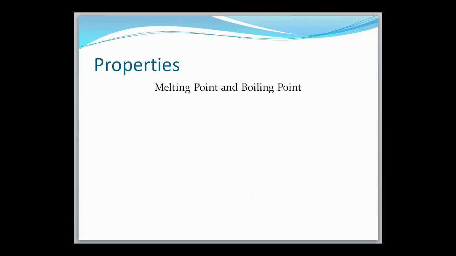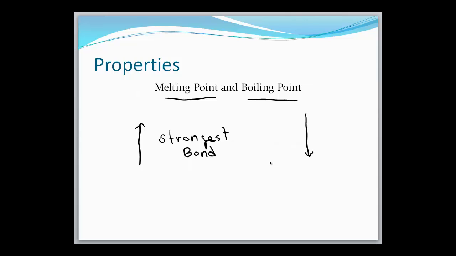So again, when we talk about properties, what we're typically talking about is melting point and boiling point. The thing with the highest intermolecular force, or the strongest bond, will have a higher melting point and a higher boiling point. The thing with the weaker bond has the smallest boiling point and freezing point.